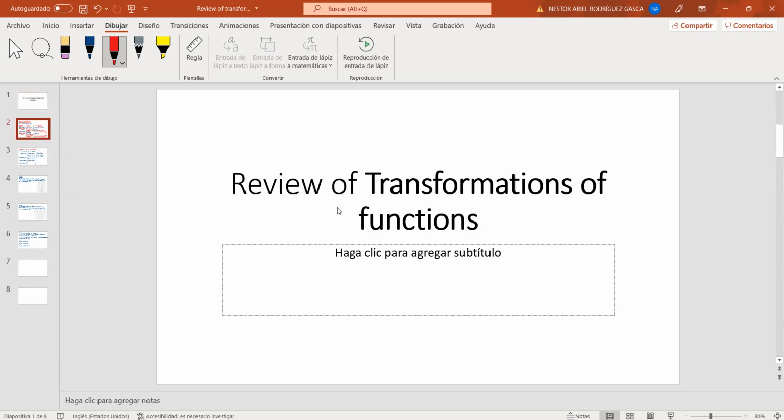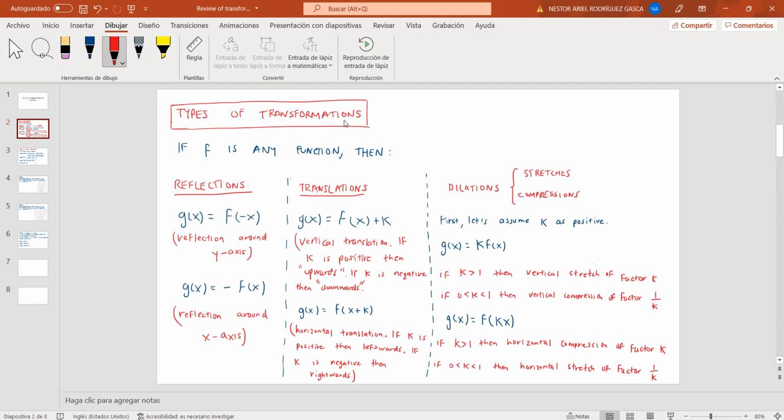So let's begin already. So the types of transformations that there are. You have three types basically. You have reflections, translations, and dilations. And the dilations are themselves classified in stretches and compressions, right? And we have the following. If f is any function whatsoever, the whole idea of transformations can be applicable to any function. It doesn't have to be specifically a quadratic function or a rational function or a reciprocal function. No, the idea of a transformation is completely universal.